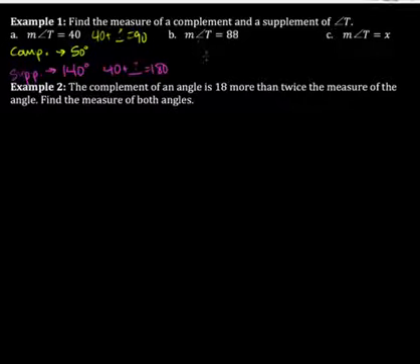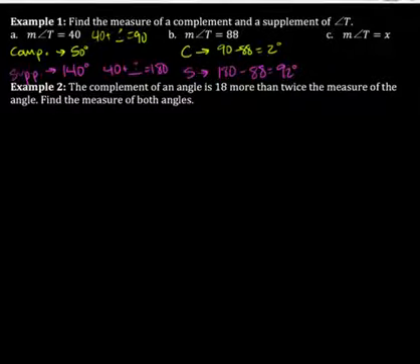Let's see, what are the answers to B and C? Well, the complement of an 88-degree angle, I can just take 90 minus 88, and I would get 2 degrees. The supplement for an 88-degree angle, I would take 180 minus 88, and what I'll get is 92 degrees.